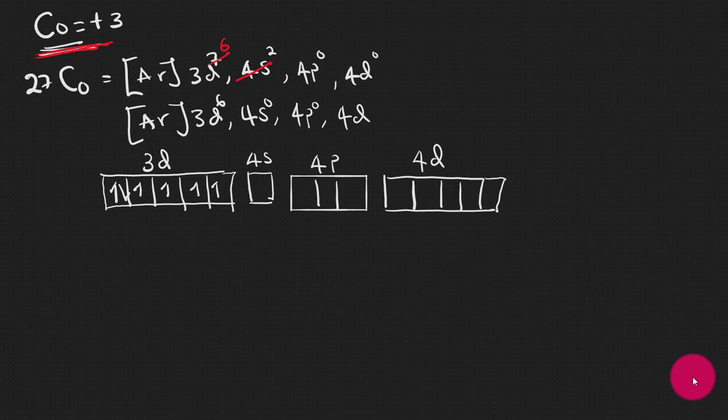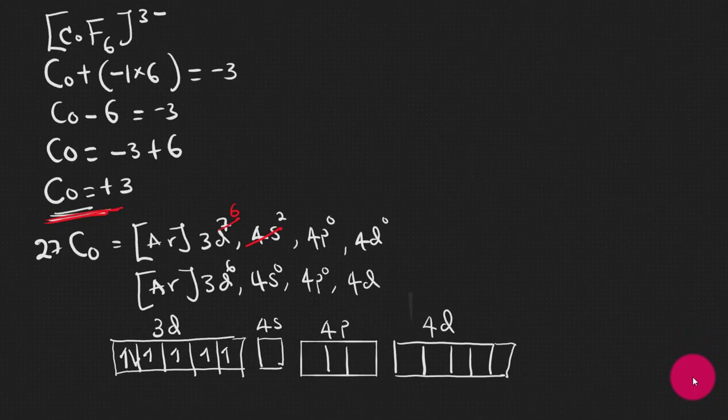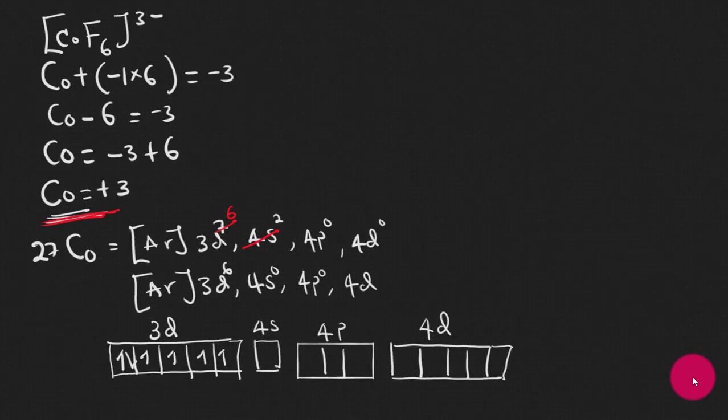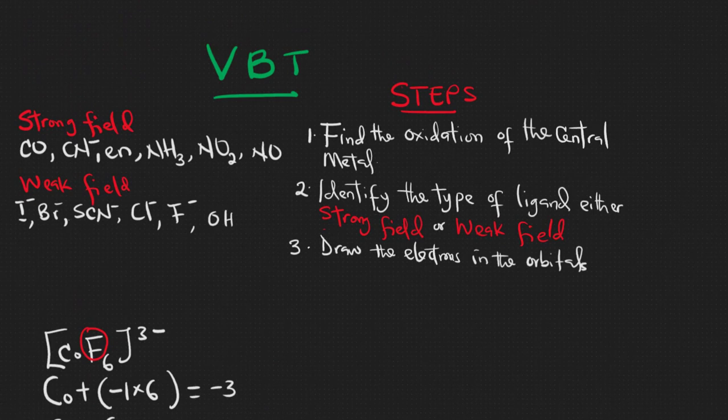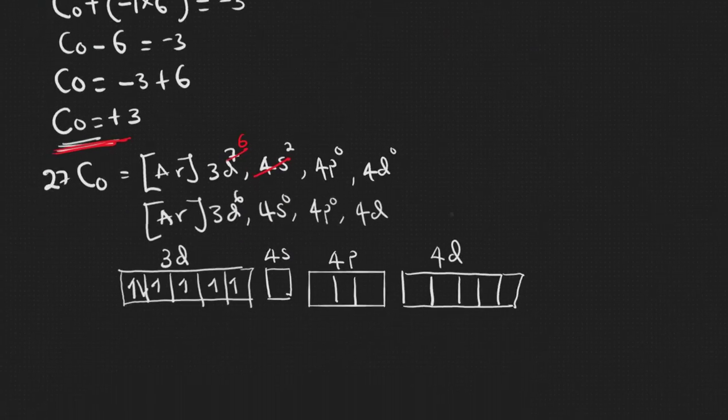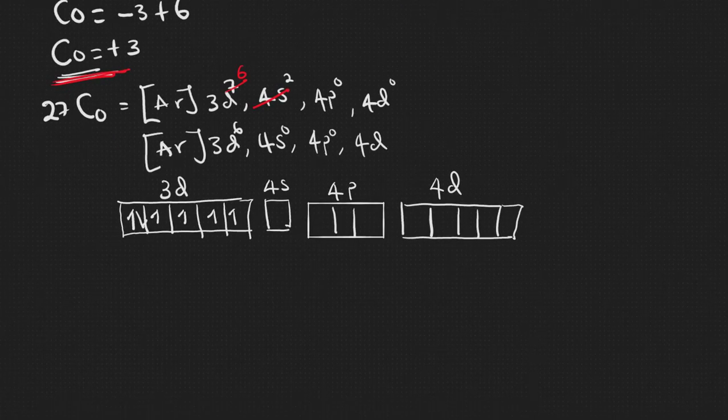Now remember that our complex has fluorine as the ligand. The ligand in this case is fluorine. In our first introduction, we saw that fluorine is a weak field ligand, so it's not going to force pairing of electrons. Remember that it's only strong field ligands that force the pairing of electrons. So if that's the case, this is what's going to happen.